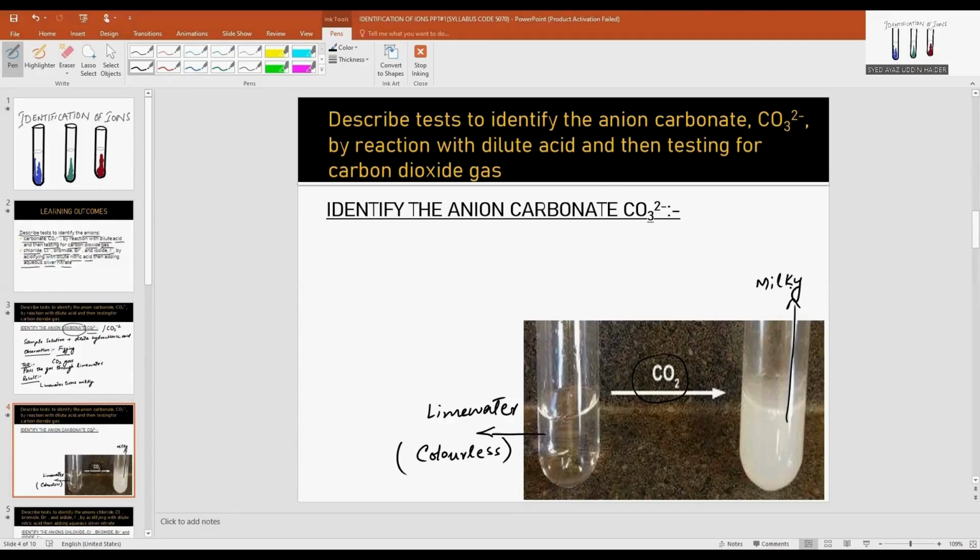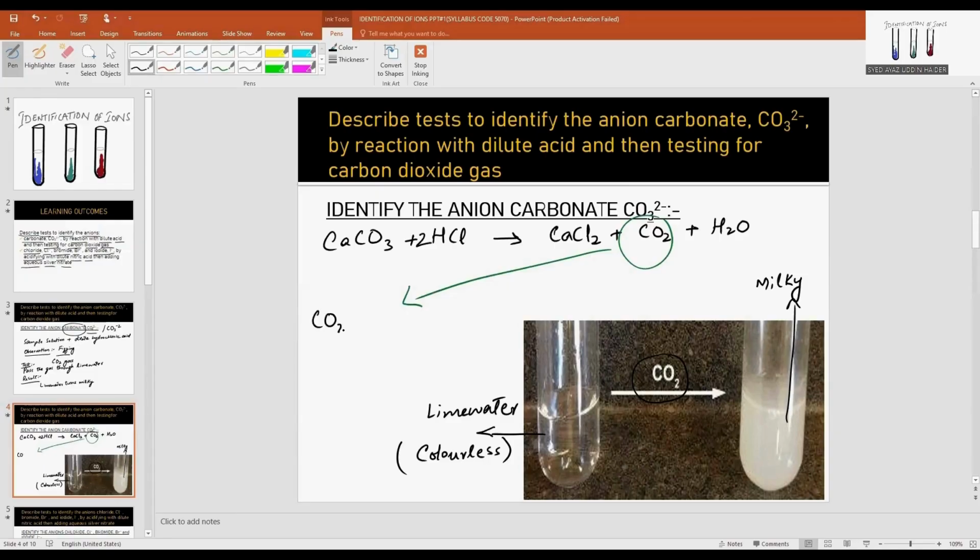Now I'm writing the reaction. For example, we have calcium carbonate. The sample contains calcium carbonate reacted with hydrochloric acid. What we will get? We will get calcium chloride. For your convenience, I am also balancing the equation. The equation is balanced. We are concerned with this test of carbon dioxide.